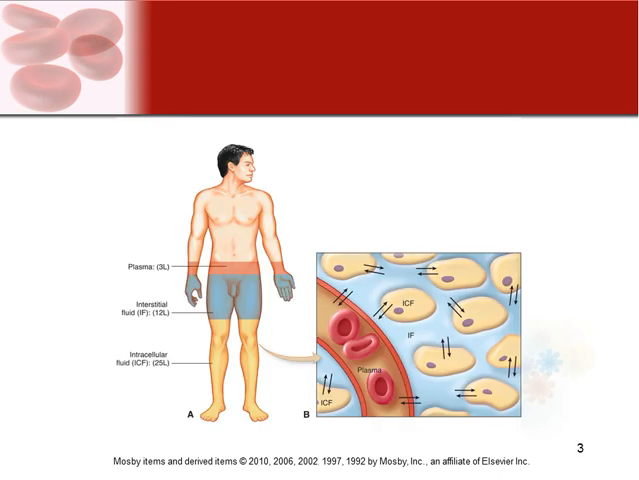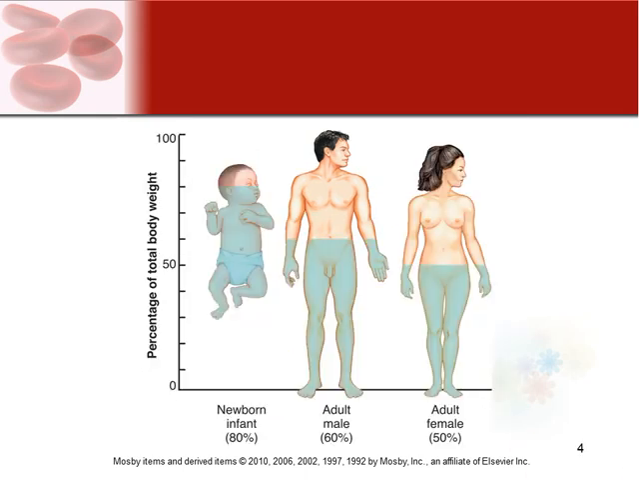So here you can see just a picture letting you know about where it is and where it goes. About 25 liters are intracellular, which means inside the cells. 12 liters are interstitial, and then just a little bit, 3 liters, make up your plasma. And this is just to give you a visualization of how much of newborns, males, and females are composed of water.